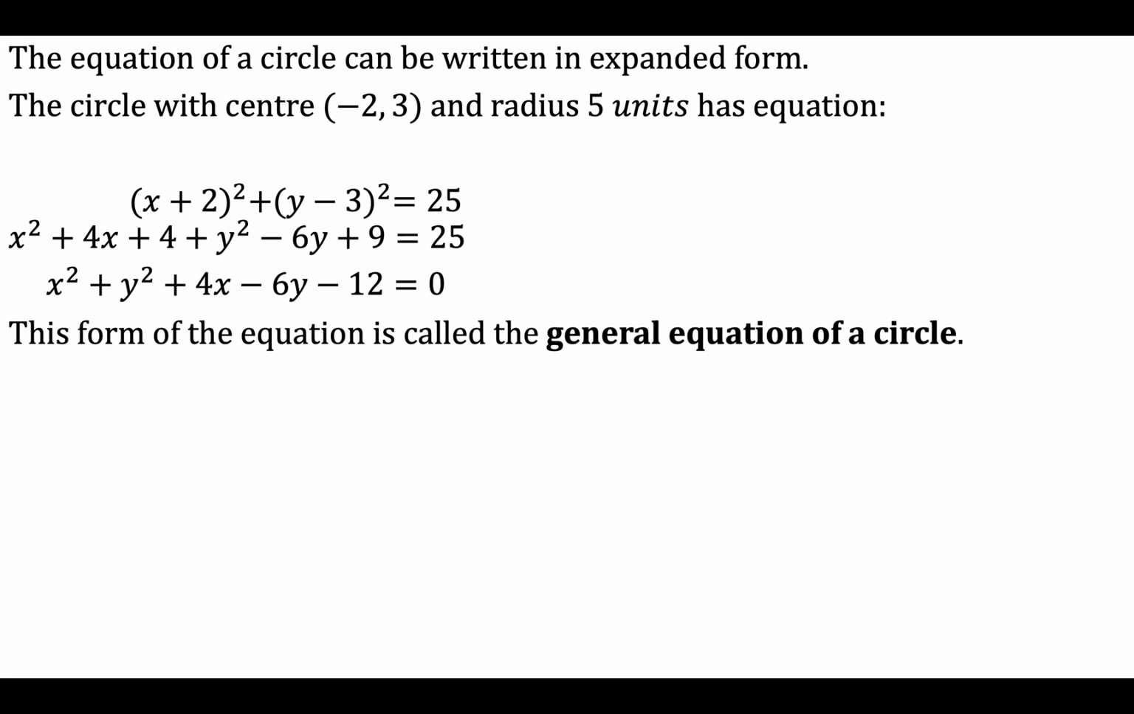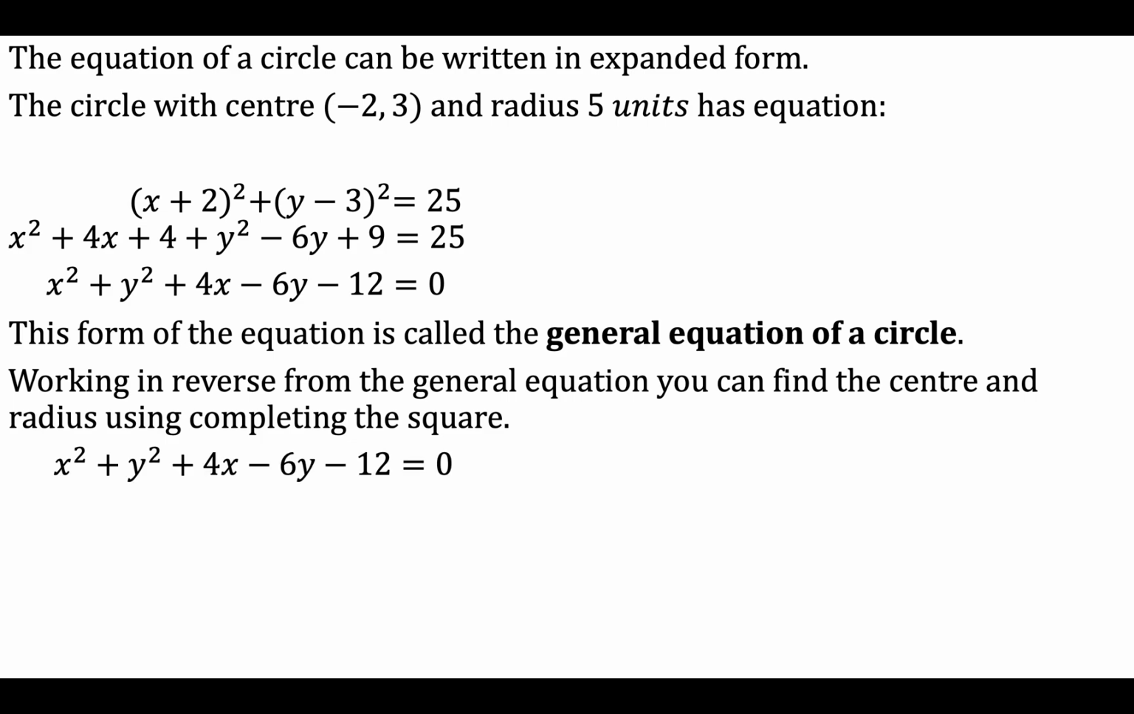Now, if we were given that to start with, we would be able to work in reverse, and we would then be able to find the centre and the radius by using completing the square. So we factorised using completing the square before, so we can do the same thing here. The first thing I'll do to work in reverse is to add my 12 to both sides. So I get x² + 4x + y² - 6y = 12.